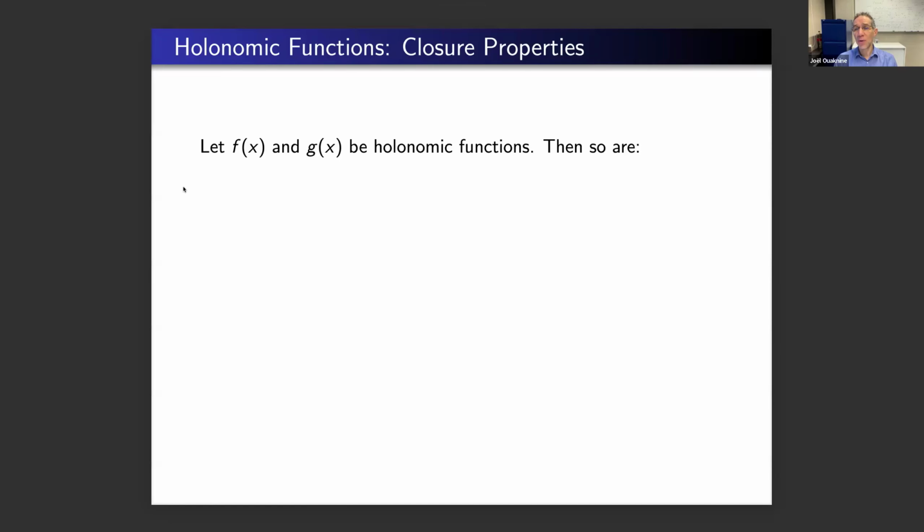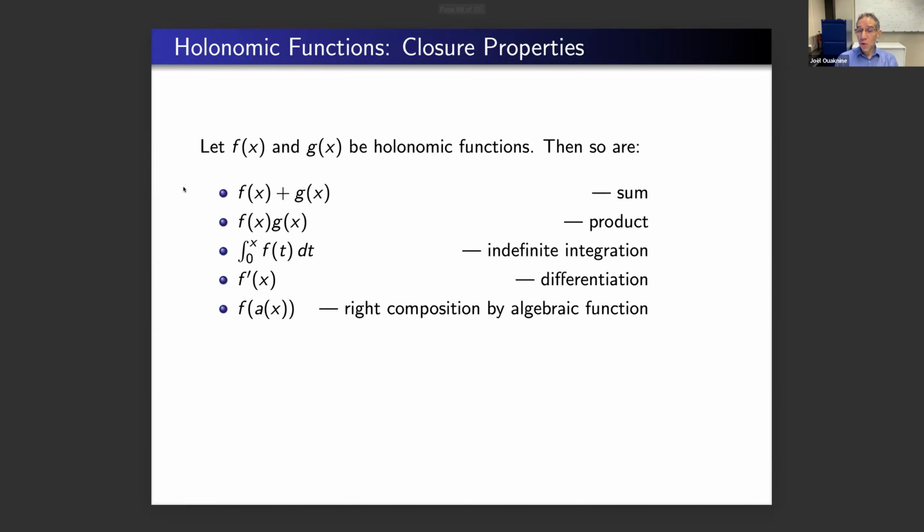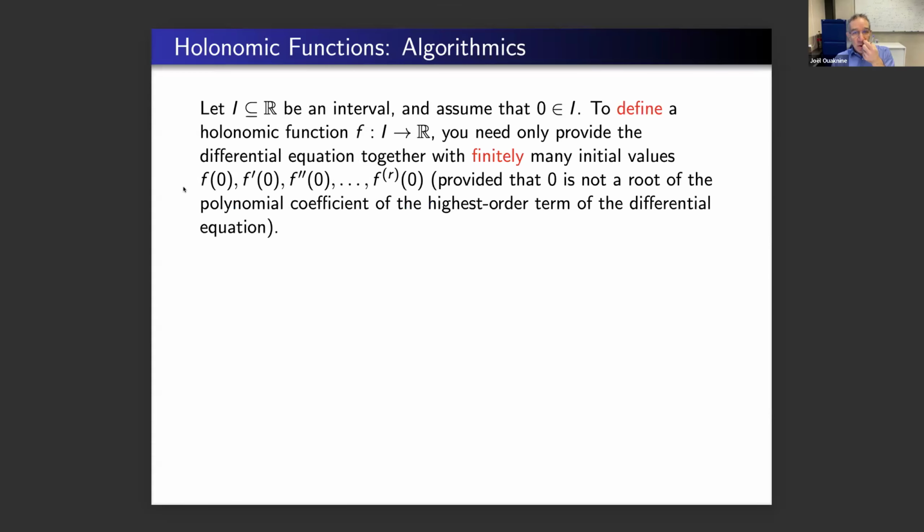So if f and g are holonomic functions, then you can add them, multiply them, integrate them, differentiate them, compose with an algebraic function, and all of the resulting objects are themselves, again, holonomic functions, and everything is effective. So the corresponding equality theorem, again, requires a tiny bit more. So let's assume, without loss of generality, that 0 belongs to the interval I, in the domain of our function. How do you define a holonomic function?